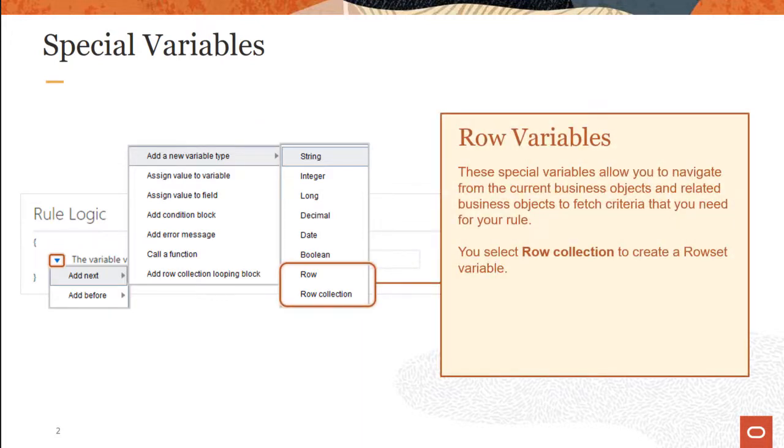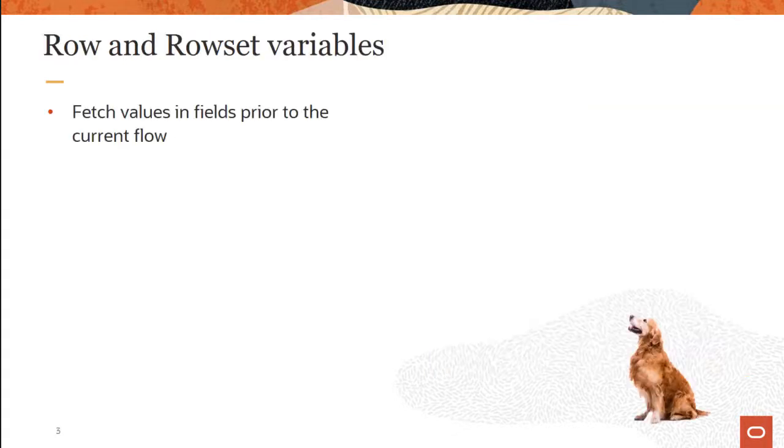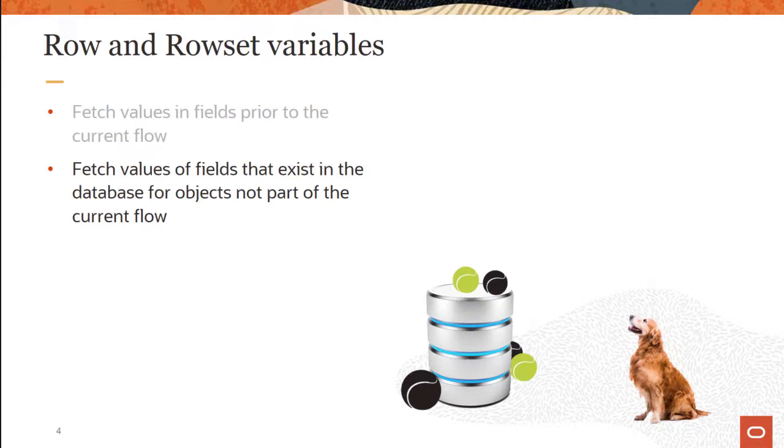The row and row collection variables are considered to be special variables that allow you to navigate from the current business objects to related business objects to fetch criteria that is needed for the rule. To create a row set variable, row collection is used. With row and row set variables, you can fetch values in fields prior to the current flow. You can fetch values of fields that exist in the database for objects that aren't part of the current flow.